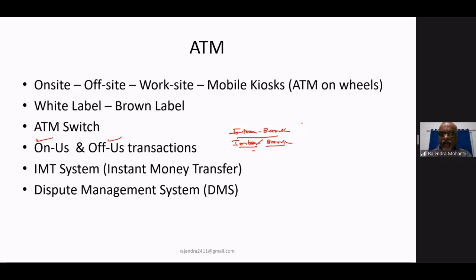So here the card holder and the ATM belong to one bank. Here inter-bank means there are two. So the card holder's bank is different, the ATM's bank is different. So there are two banks here. Here only one bank. Is it clear? On-us transaction and off-us transaction?